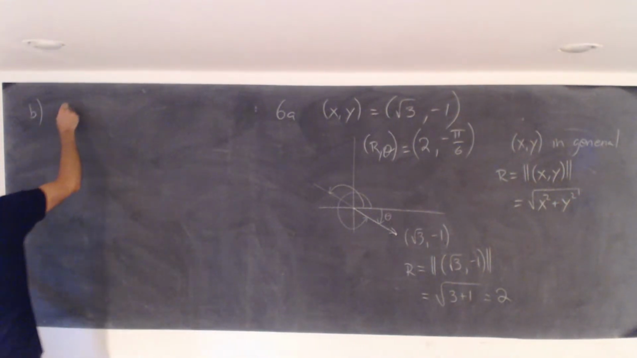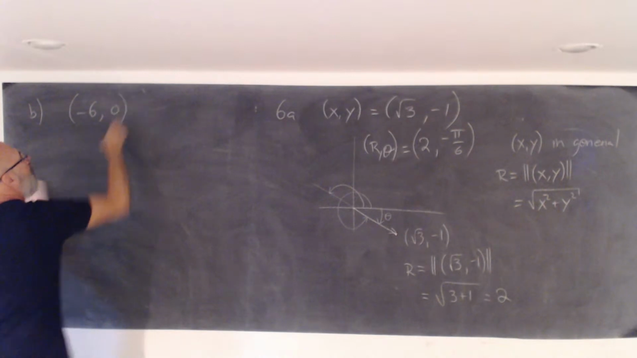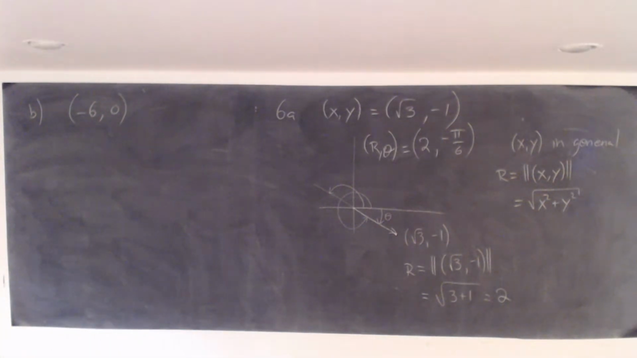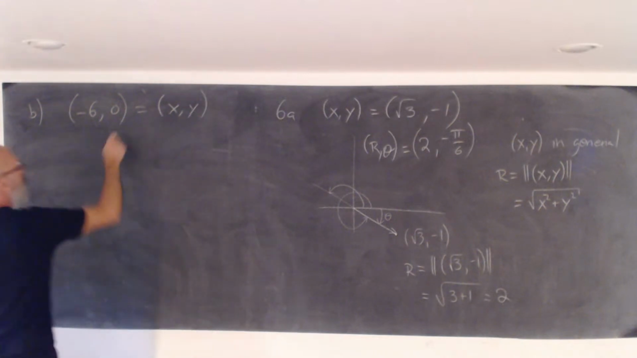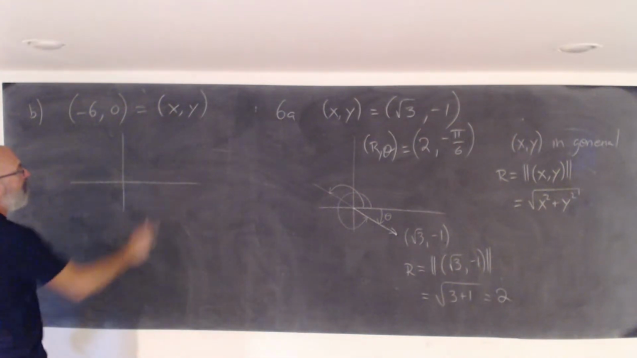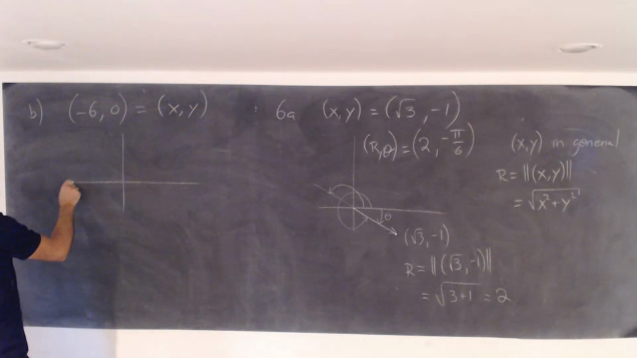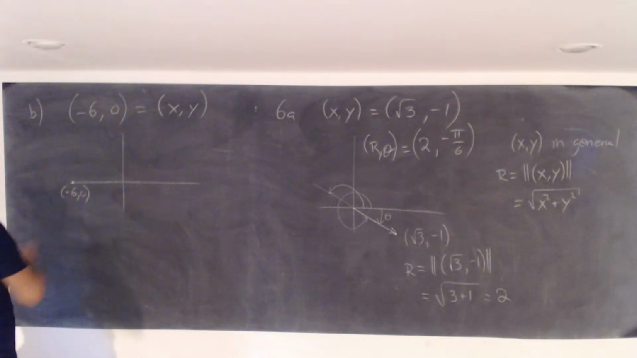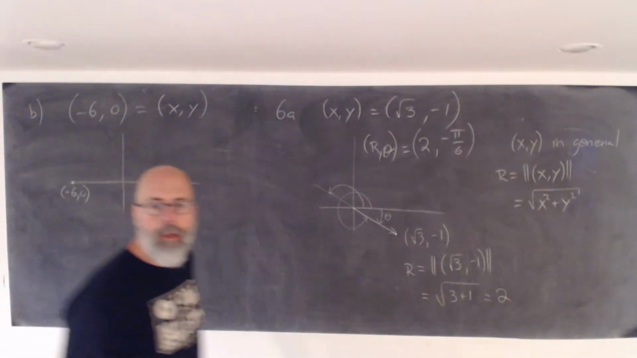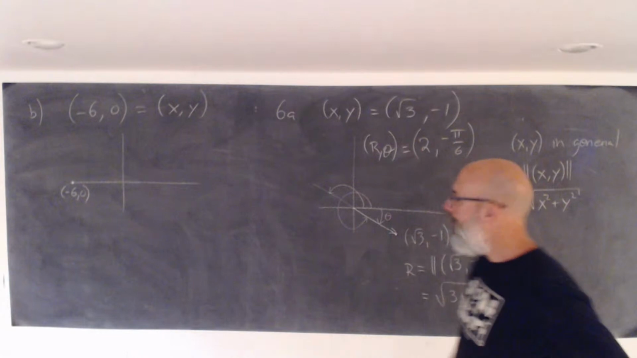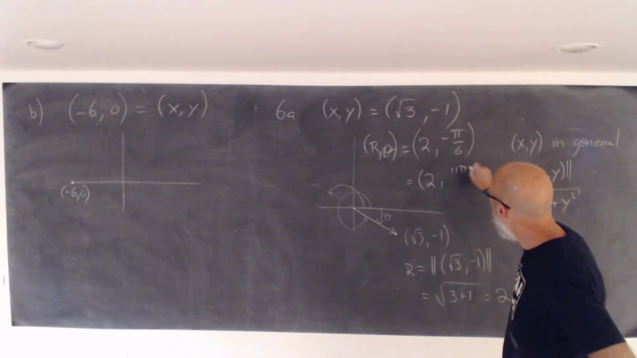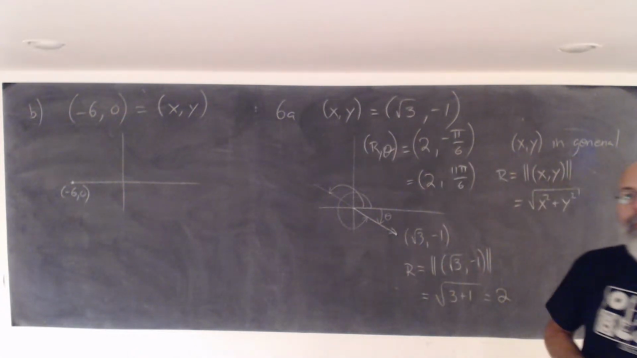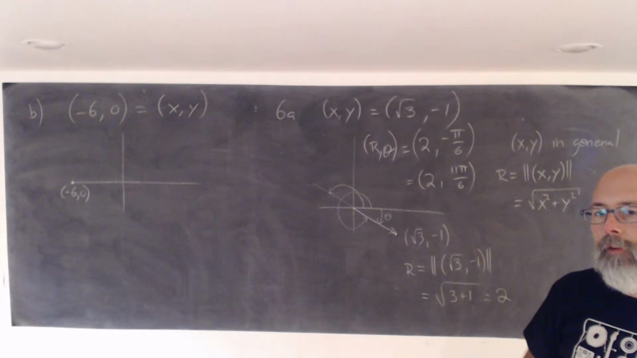Let's do one more. And then we'll get to the real business. Right, this is xy here. So x is minus 6, y is 0. There it is. Could you say 2 and 11 pi over 6? Absolutely. You could also say 2 and 11 pi over 6.